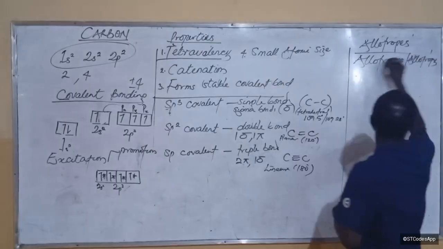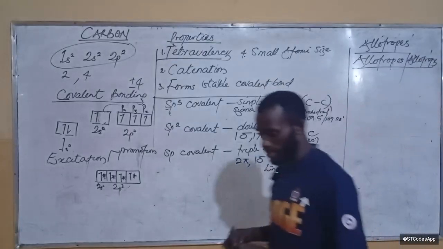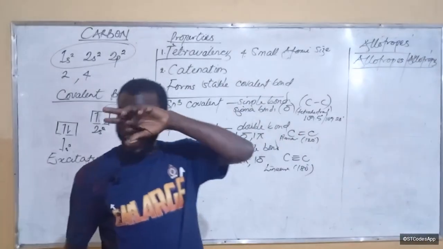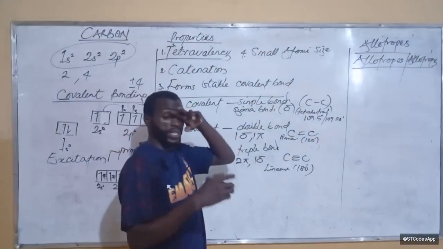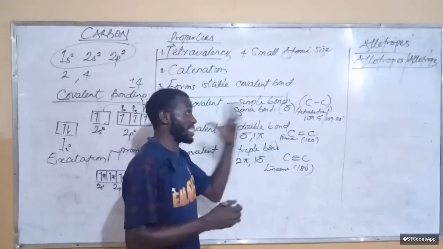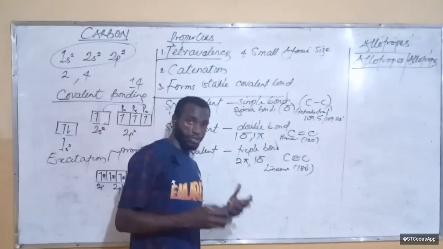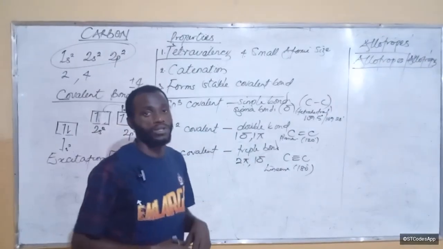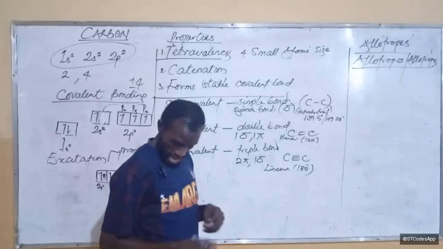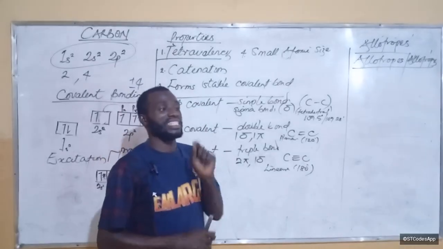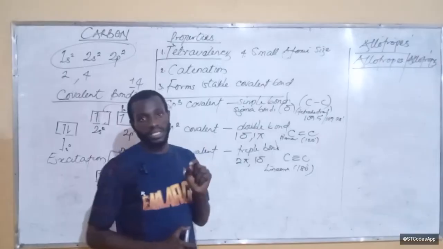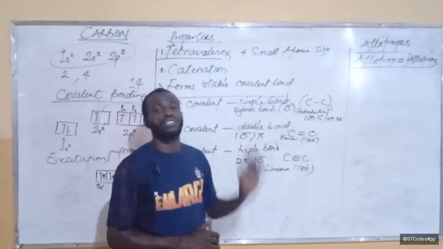Now, what are allotropes? Allotropes are substances that have allotropy. Let me start with allotropy. Allotropy is the phenomenon, the condition of having allotropes. Now, what does allotropy actually mean? Allotropy means the existence of the same substance in different physical states.